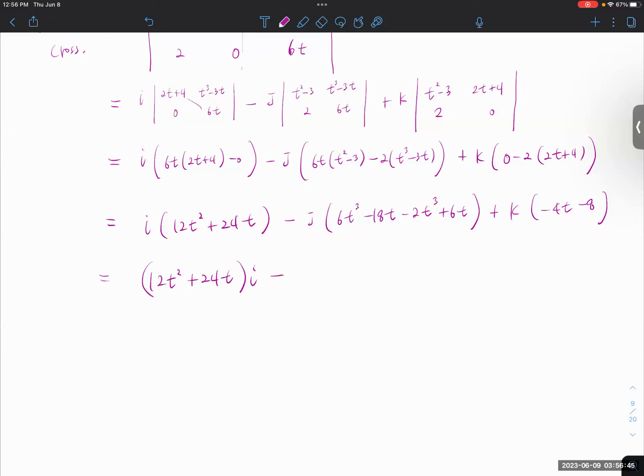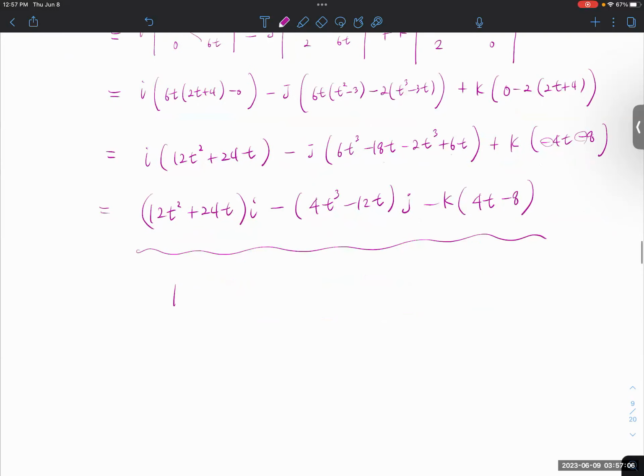Combining like terms, minus 4t to the third. And then this is going to be negative 12t j. And then I can take out negative, so negative k, 4t minus 8. So that's your cross product. As you see, the outcome is going to be the vector 12t squared plus 24 comma, negative 4t to the third plus 12t comma, negative 4t plus 8. This is the vector form because I multiplied the negative.